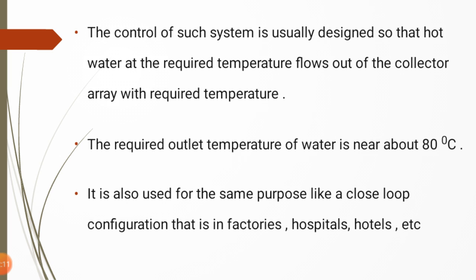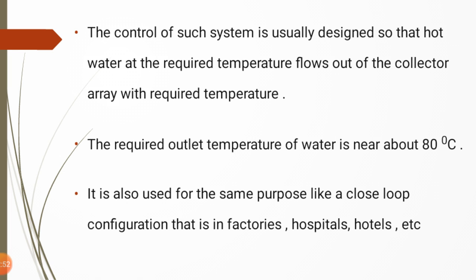The required outlet temperature of the water is near about 80 degrees Celsius. That means the hot water which is obtained from this forced circulation water heating system has a temperature of near about 80 degrees Celsius. That means the hot water has a larger temperature as compared to the natural circulation process. So due to that it is used for industrial purposes.